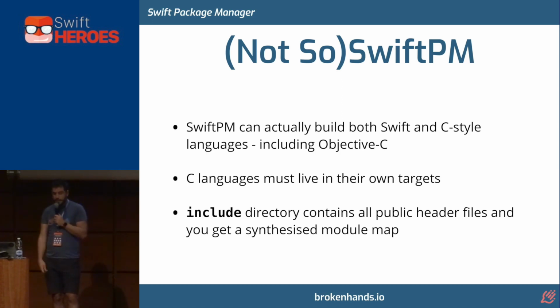There are some rules about this. C languages must live in their own targets, so you can't mix Swift and C in the same target. But if you have an app which has Swift code and Objective-C code, they both need to be public anyway to be able to see each other, so that's not really much of an issue. To make this work, you basically create an include directory, and then you put all your public headers in there. That's what auto-generates a module map for you. Swift Package Manager will synthesize a module map for your C-style targets, which means it can be imported into Swift and it sees everything. If you have a really complicated setup for one of your packages, you can just provide a module map, but you don't actually have to, which is great, because no one likes writing module maps.